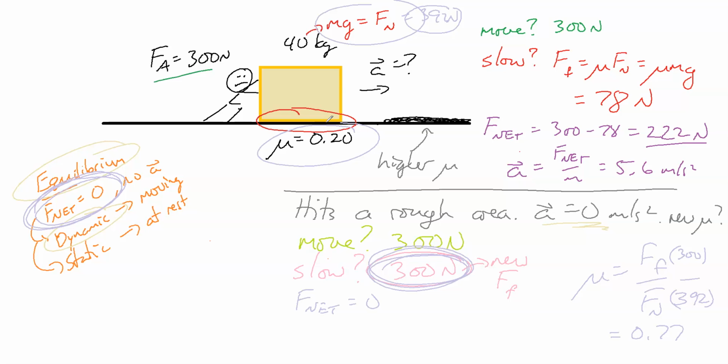Then we hit the rougher area where there's a higher coefficient of friction, and that gives us a coefficient of 0.77. And of course, when you see equilibrium, forces are canceling out, you know the net force is 0, the acceleration is 0. The speed or velocity doesn't have to be 0, but both the acceleration and the net force will be equal to 0 because that's what equilibrium does. Okay, all right, so let's clean this up and let's look at another basic friction type question.